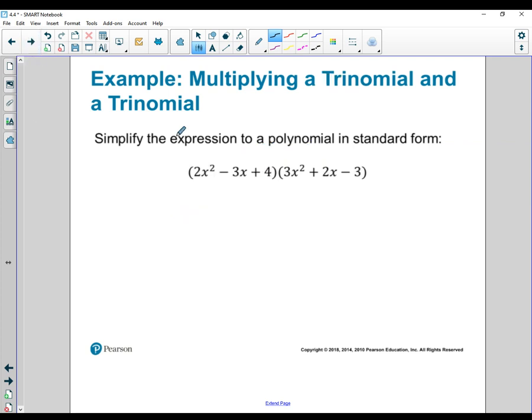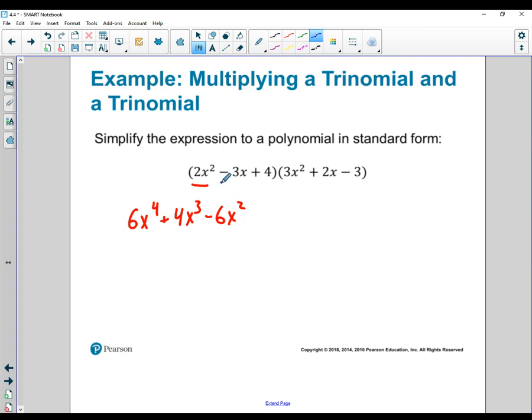Move on to this one. And now that it's a trinomial times a trinomial, still the same idea, right? I'm going to do it one at a time with each one over here. 2x squared times 3x squared is going to be positive 6x to the fourth. And then 2x squared times positive 2x is going to be 4x to the third. And then a negative 3 is going to be minus 6x squared.